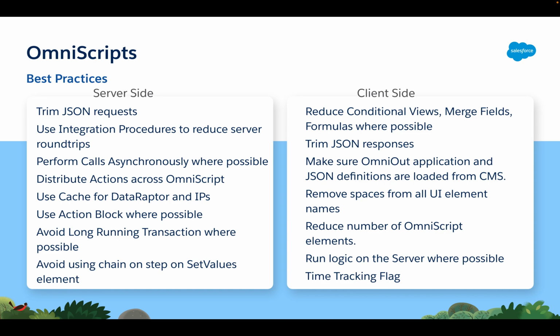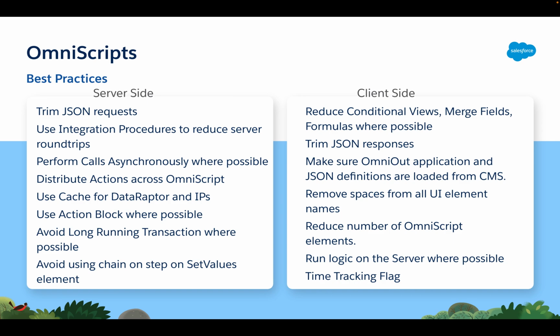Wherever possible, make the calls asynchronously so that we don't have to wait for the response to come back before going to the next step, which would give a good user experience. Distribute the actions across the OmniScripts so that we make small round trips rather than having everything added up to the last where we are making a call out. Use caching features as we discussed in the previous slides for data raptors and IPs so that the round trips are reduced.